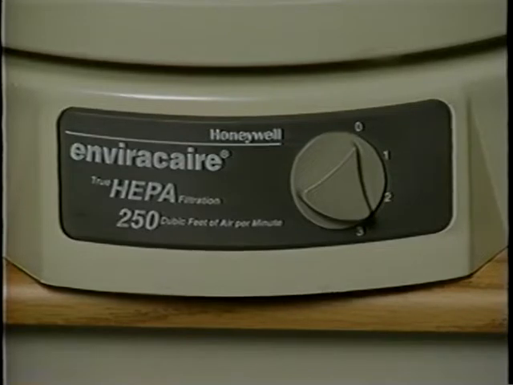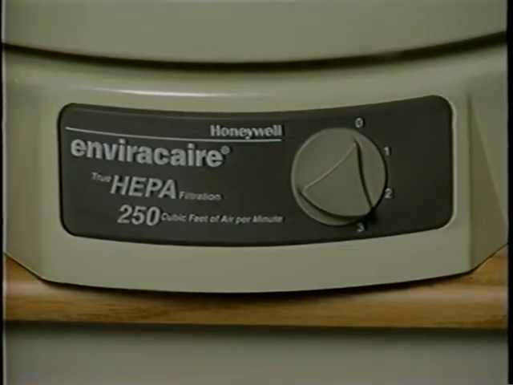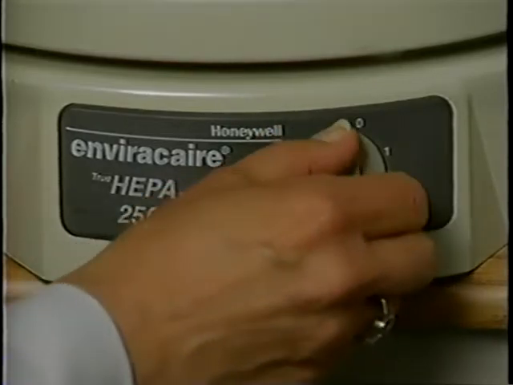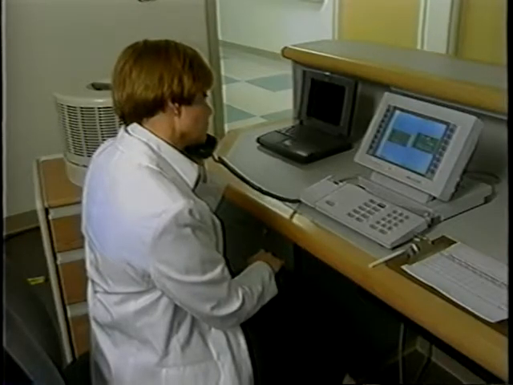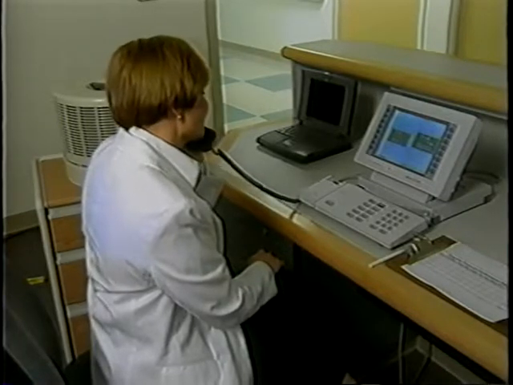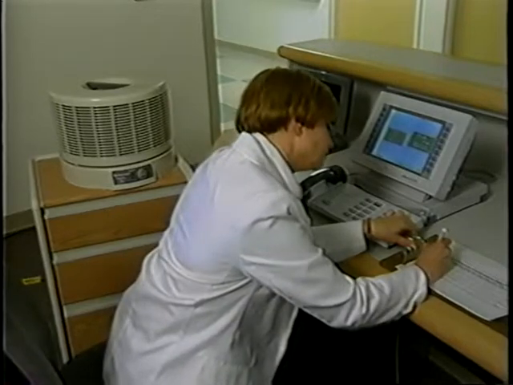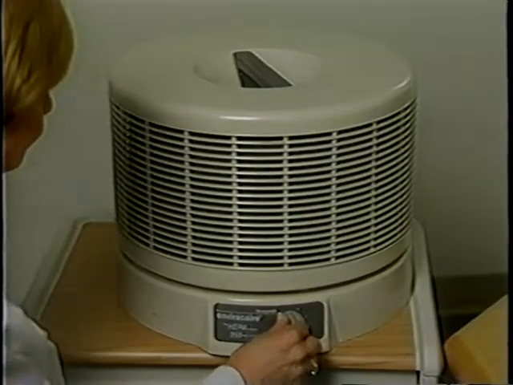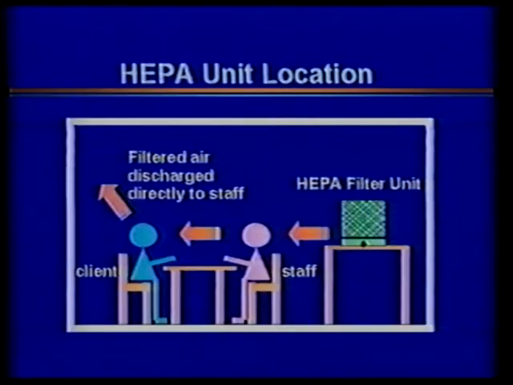Also, these units can be noisy, especially at the high fan setting. We recommend that you select them based on the airflow at low or medium speed. Locate the units at an elevation which allows air to be discharged from the unit to the staff at approximately head or breathing level. The discharge can be determined by moving your hand around the unit until you feel the air. When properly located, the staff should feel gentle air movement.